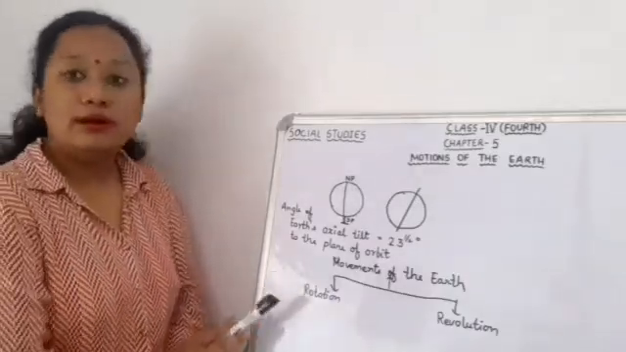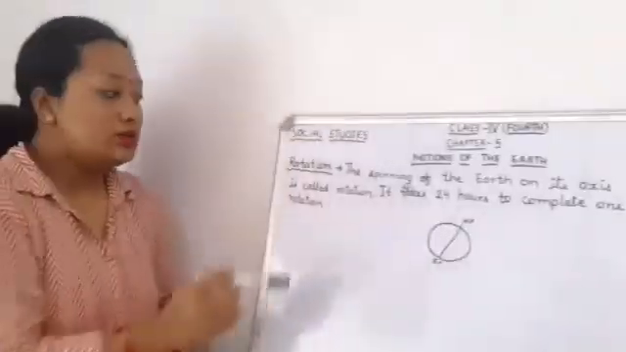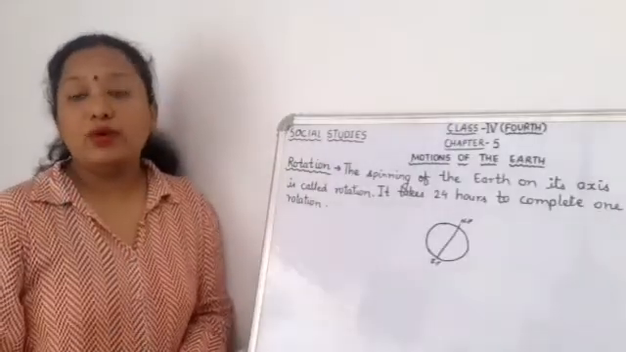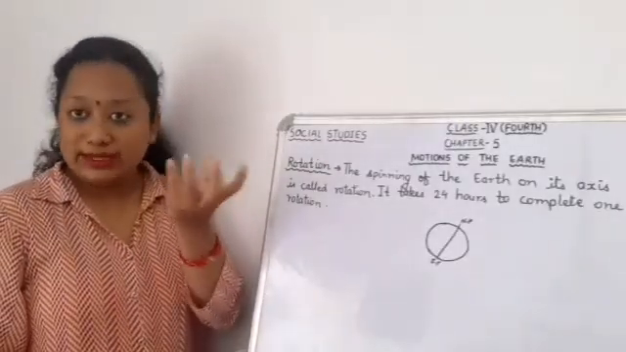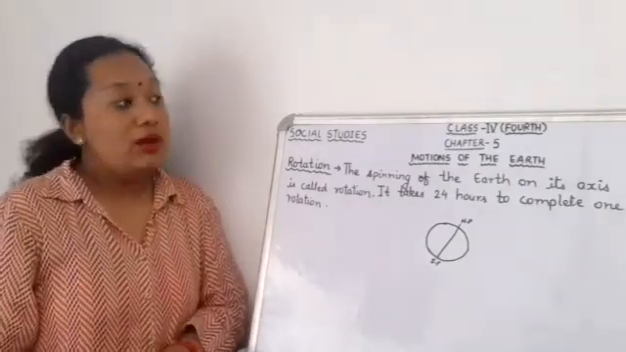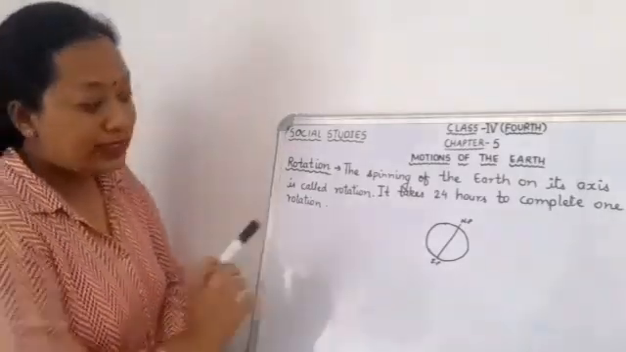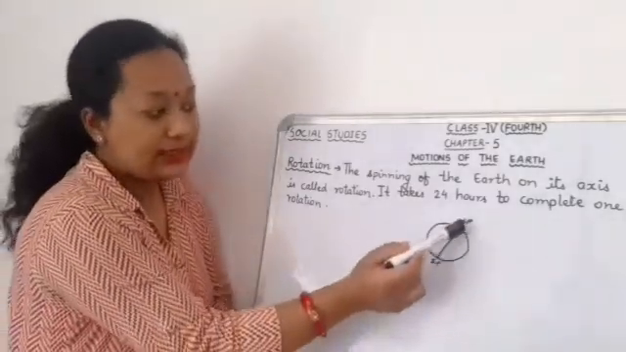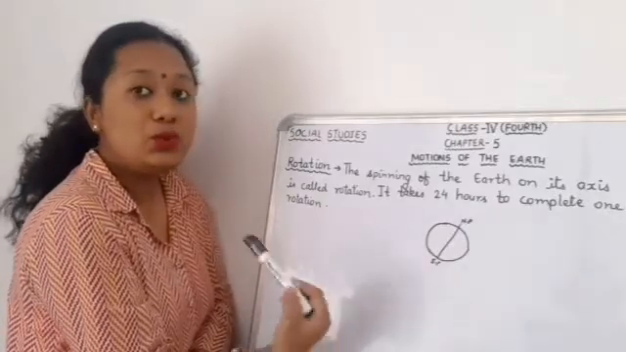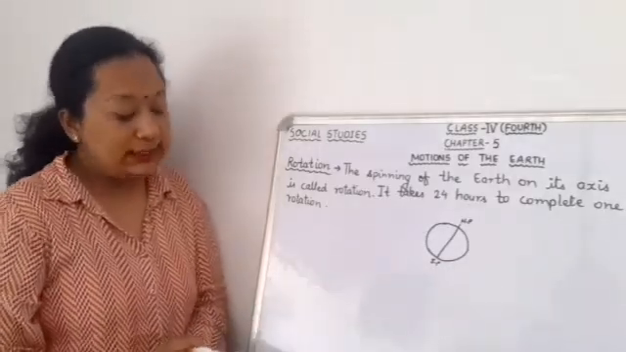Now we will study rotation and revolution one by one. The first one is rotation. Rotation is the spinning of the Earth on its axis. When the Earth spins on its axis, it is called rotation. The Earth always rotates from west to east on its tilted axis.